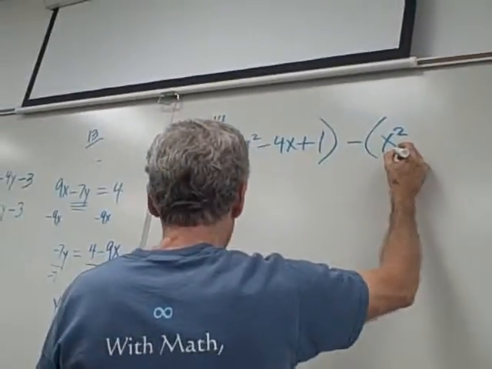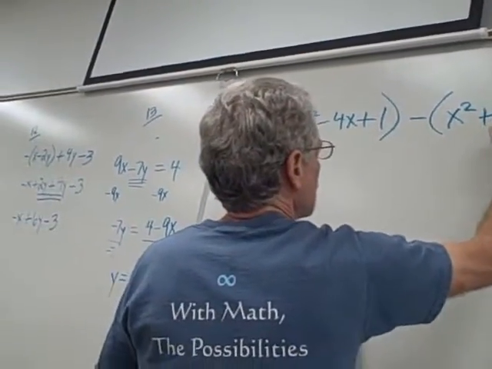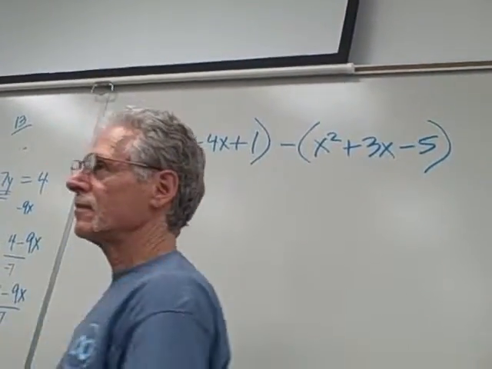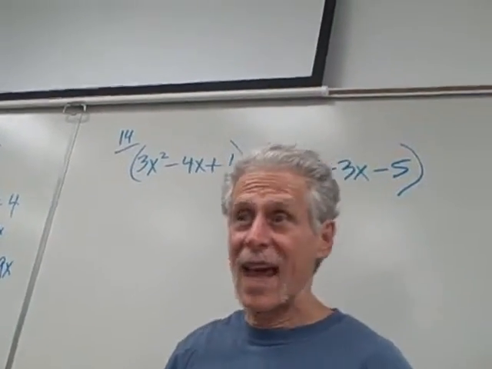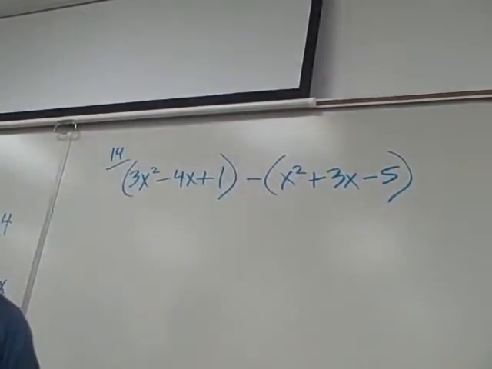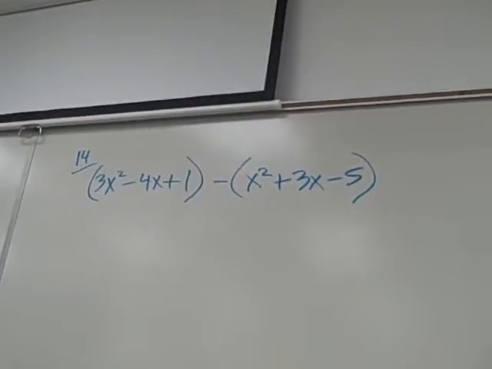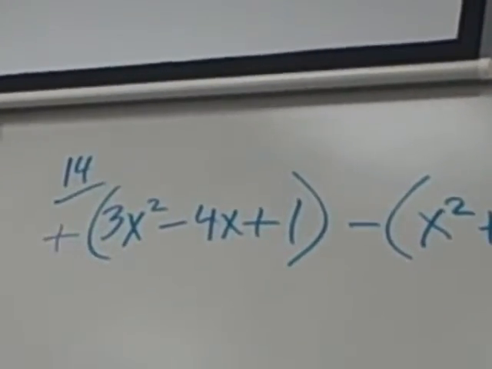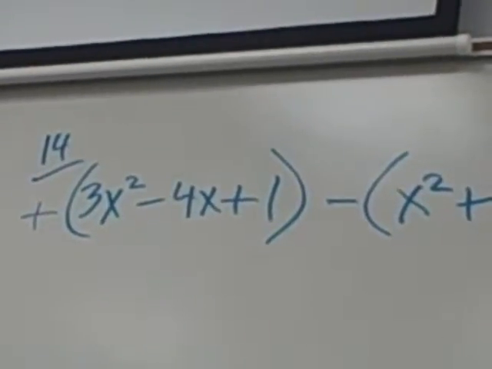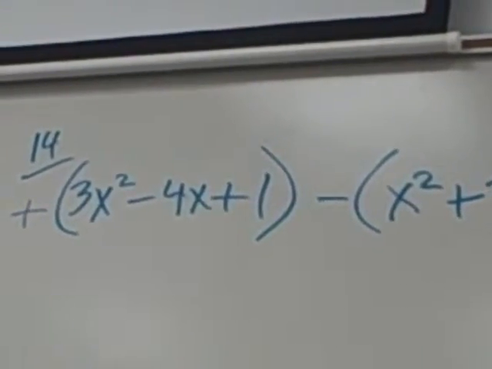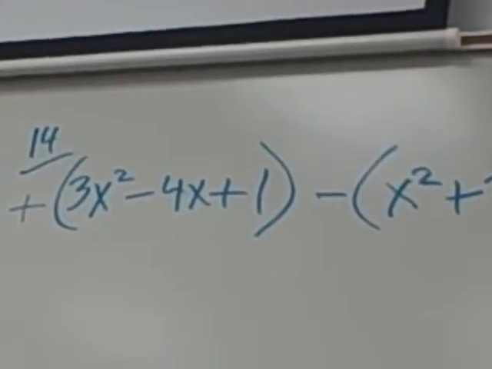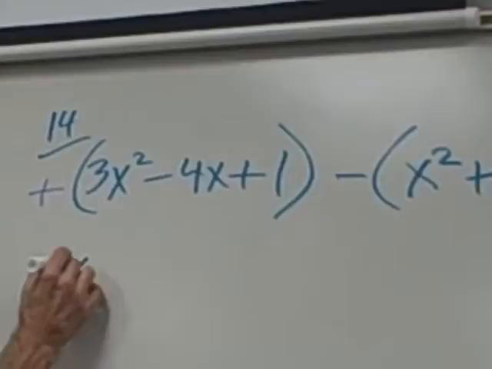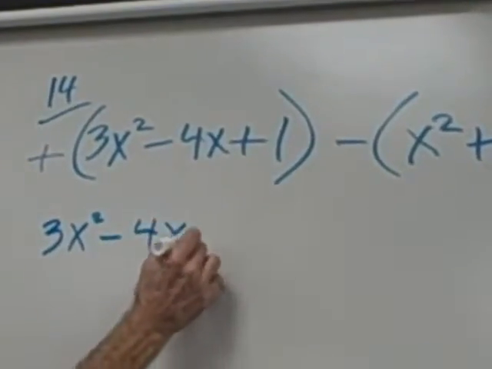Minus x squared plus 3x minus 5. This is just adding and subtracting like terms, right? What sign is out front? Positive. There's a plus. When there's a positive sign out front and you remove the parentheses, all the signs stay the same.